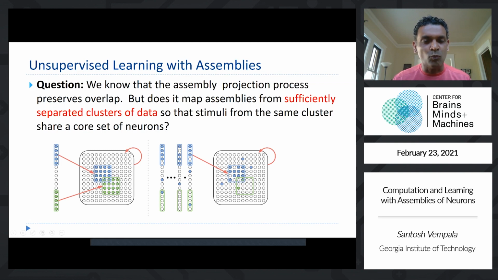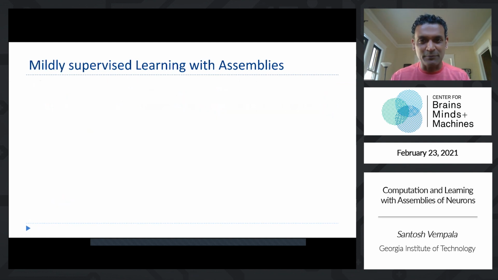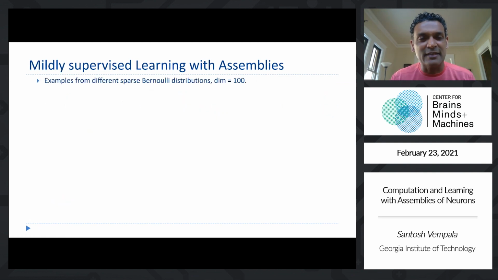So far we talked about memorization of single stimuli. Now we're talking about distributions or clusters. Okay, is that possible? So how do we even set this up? So here's how we set this up. Each distribution will be just a sparse Bernoulli distribution. So the input is just still 0, 1, and about k out of the n will be on.